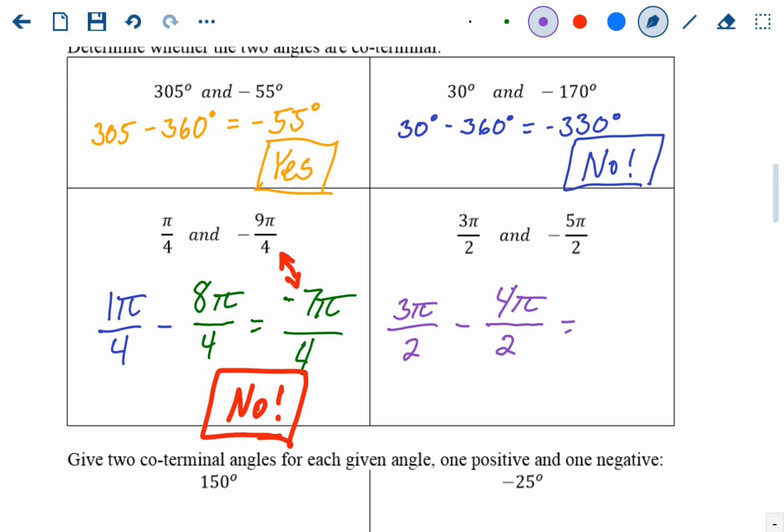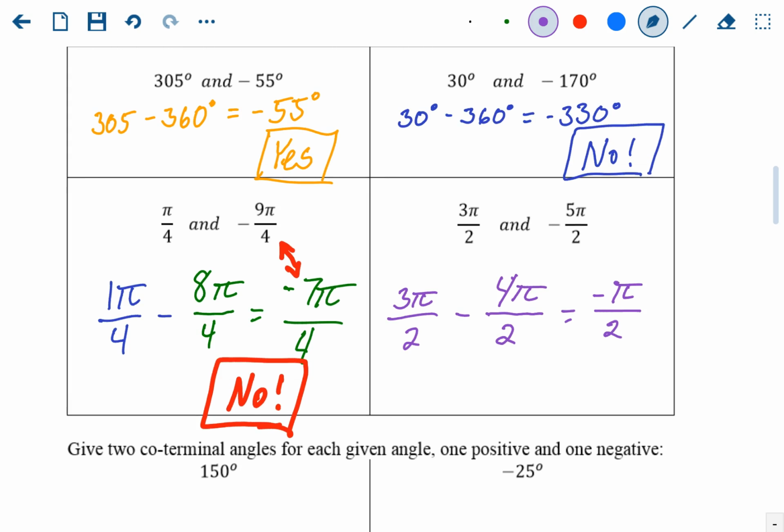And you end up with negative, so 3 pi minus 4 pi is negative pi over 2. Alright, well those don't match, but the thing is, negative pi over 2 still doesn't get us to negative 5 over 2. So this fraction is an even lower number. So we could try it again.